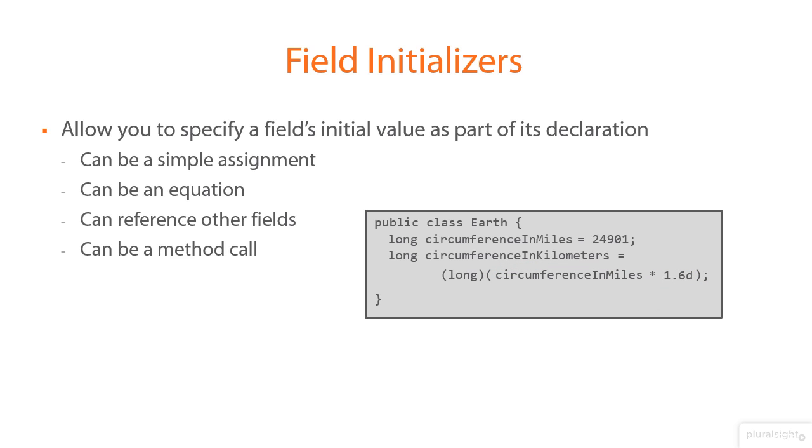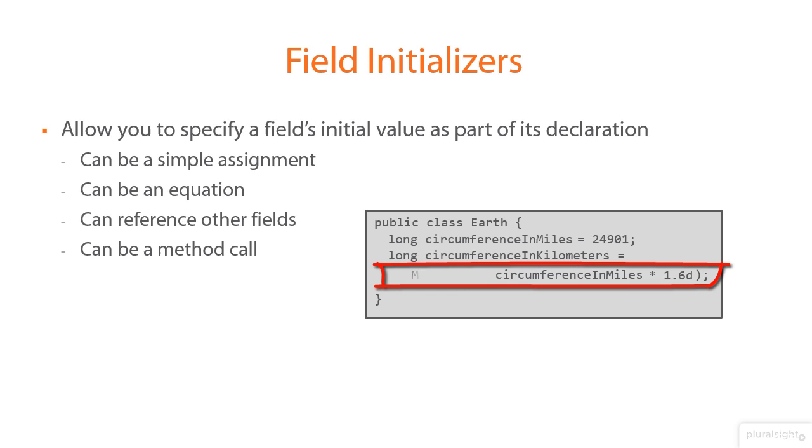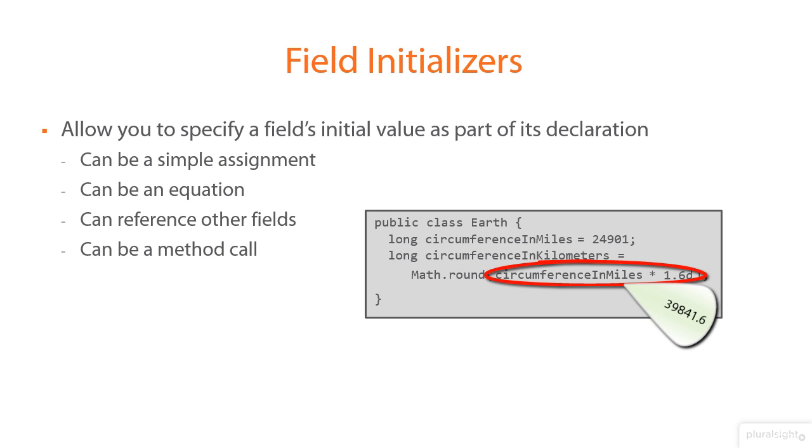Well, the good news is we can make any method calls that we need to in here. So one of the things we could do is there's a built-in method called Math.round. So if we call Math.round, that'll take the result of that equation, 39,841.6, and actually round it so that we then would get 39,842 into our circumferenceInKilometers. So you notice these field initializers are really powerful because you can do as much as you need to. Anything from a simple assignment to equations all the way up through method calls.